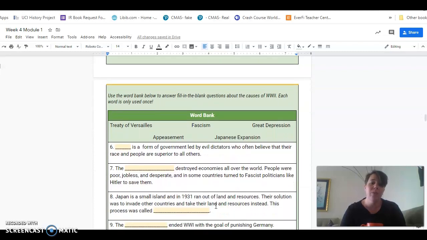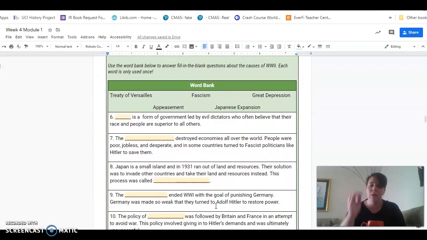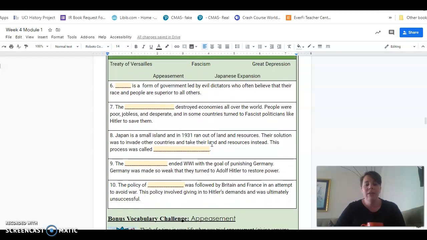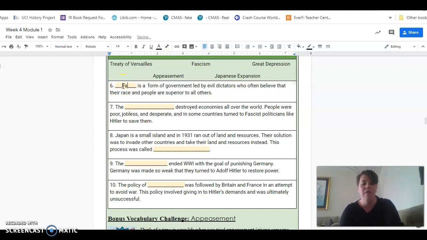All right, here's where you're going to use these words and fill in the blanks for each of these questions. Remember, you're only using each word one time. So your words again are Treaty of Versailles, fascism, Great Depression, appeasement, and Japanese expansion. So number 6 is saying, blank is a form of government led by evil dictators who often believe that their race and people are superior to others. So I'm looking at my choices. And if you're following along, you should put the word fascism in this blank.